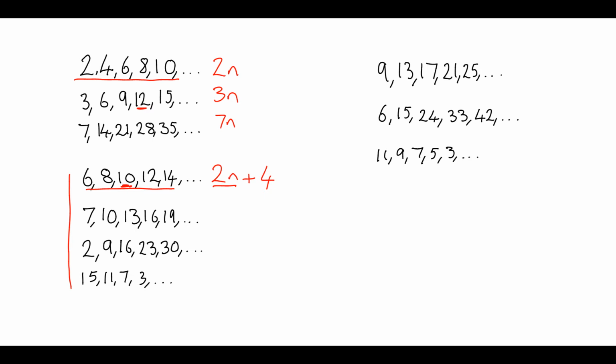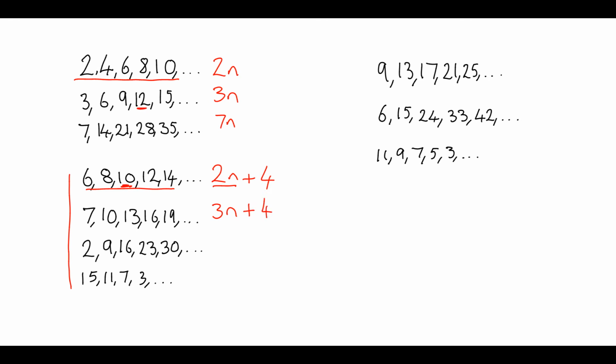The next sequence goes up by 3 each time, so 3n makes sense. Let's look at the first term. That's when n is 1. 3 times 1 is 3. I need 7, so actually again I need to add 4.